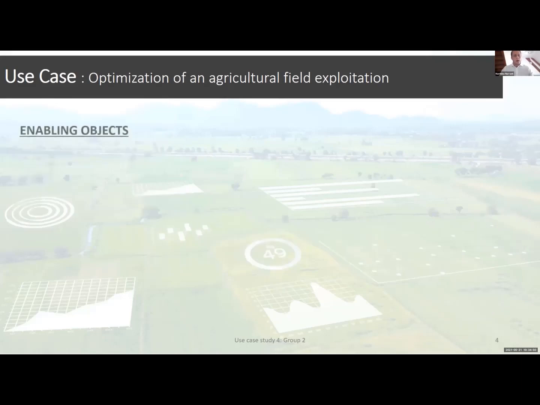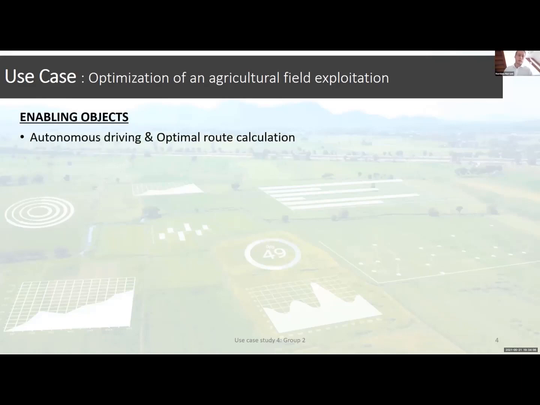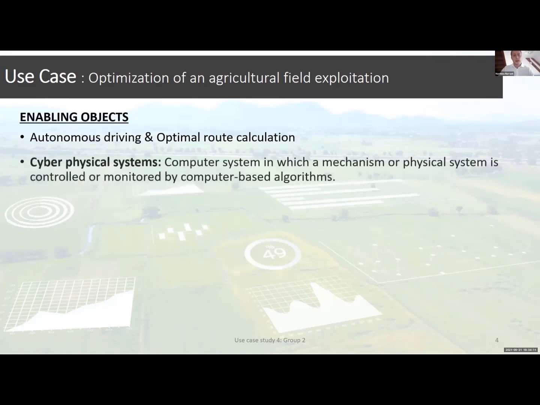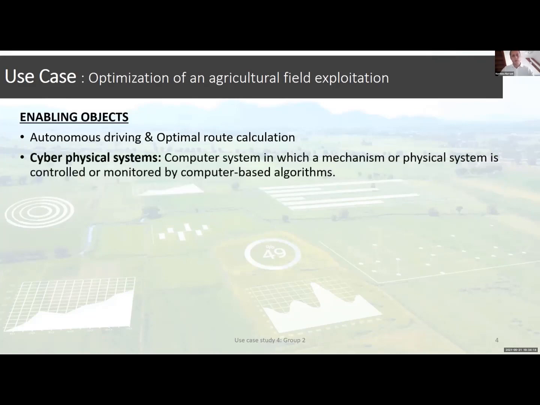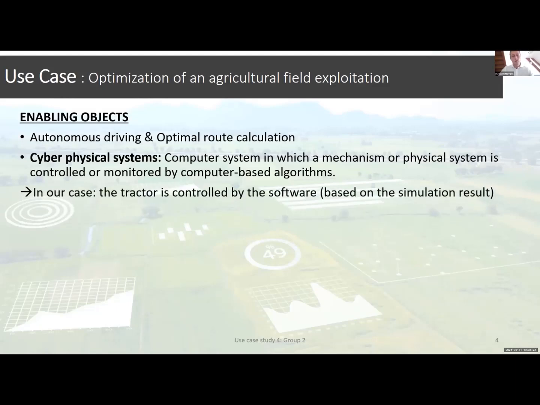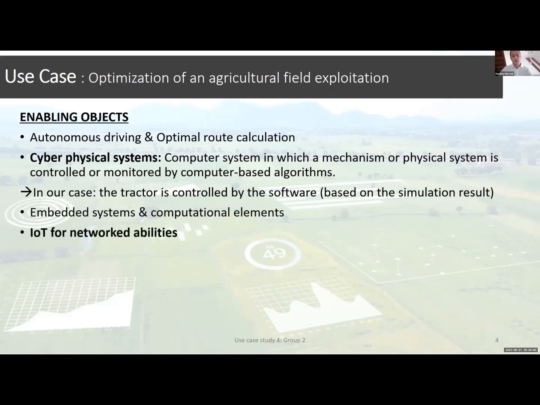So quite simple. A few words about enabling objects. It's about autonomous driving and optimal route calculation. We have a cyber physical system, so a computer system in which a mechanism or physical system is controlled or monitored by a computer-based algorithm. This is the definition of a cyber physical system. So in our case, the tractor is controlled by the software based on the simulation results. We have embedded systems and computational elements, and also IoT for network ability.